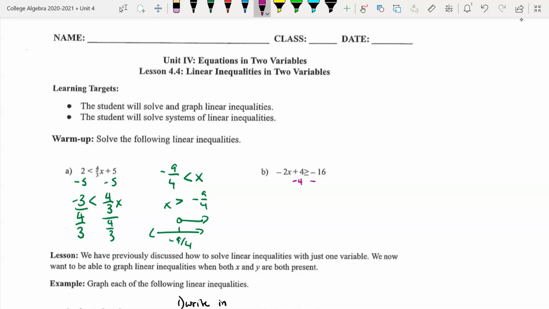Next one, I would subtract 4. I have negative 2x plus 4 is greater than or equal to negative 16. Subtract 4 to get negative 20. Divide by negative 2. Don't forget, when you divide by a negative, it flips your inequality sign. So I have x is less than or equal to 10. Closed circle because it's less than or equal to, and I would shade to the left.